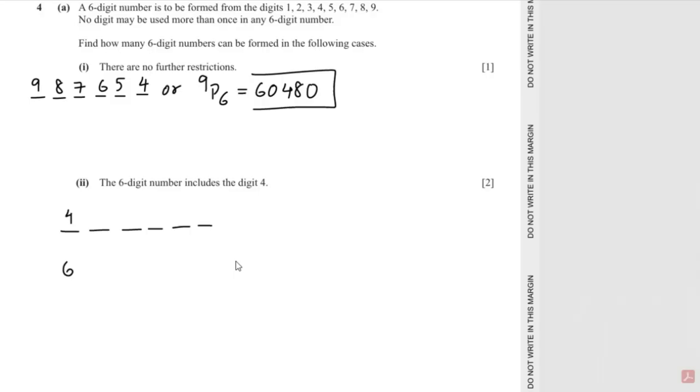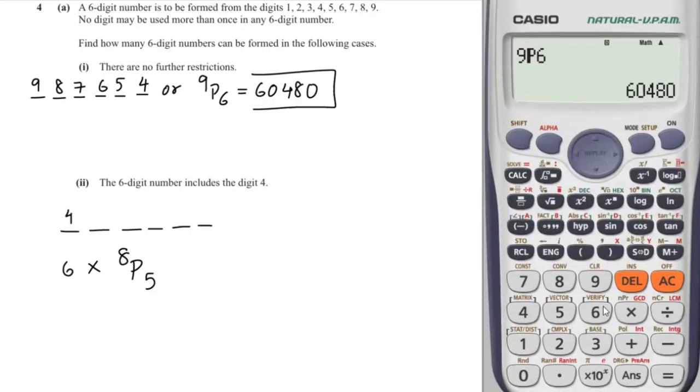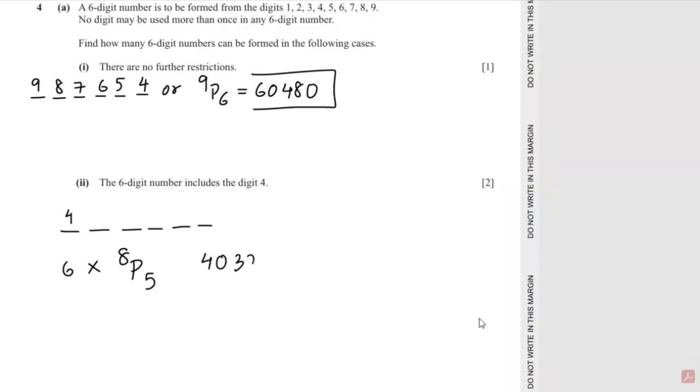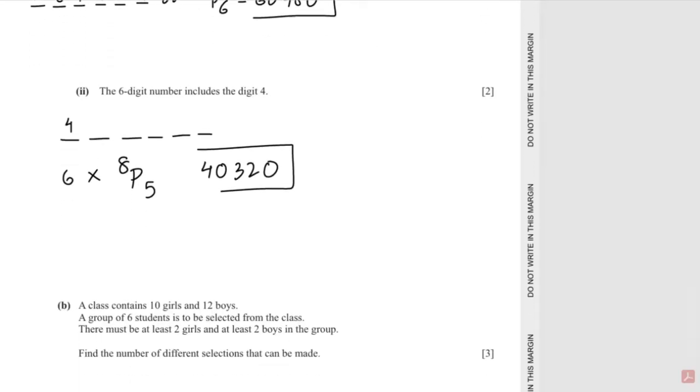So the restriction is settled for 4, but what about the other remaining 5 digits? They will be any of these 8. So 8P5 ways. Now I've settled the restriction and applied the counting principle. Let's get this answer. So 6 times 8P5. I'm getting 40320. Okay, let's move on to the next part.